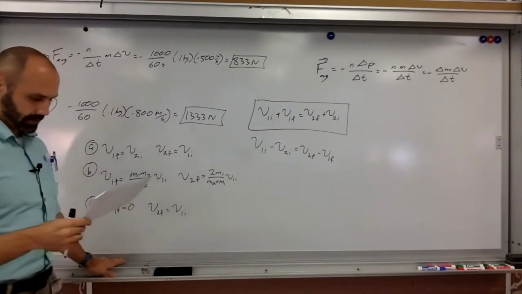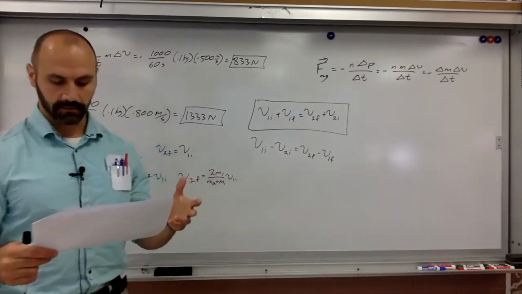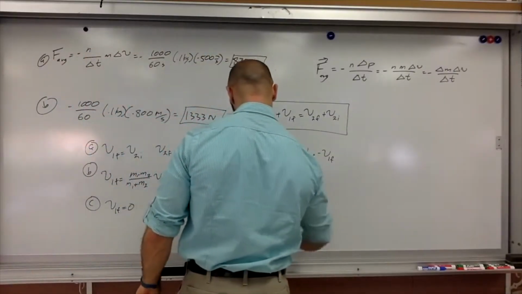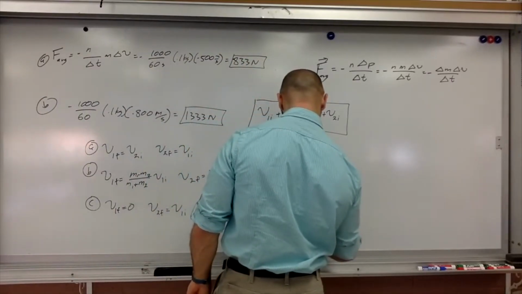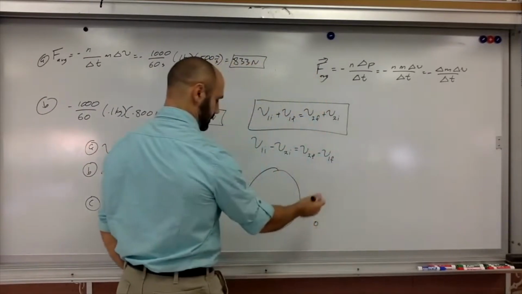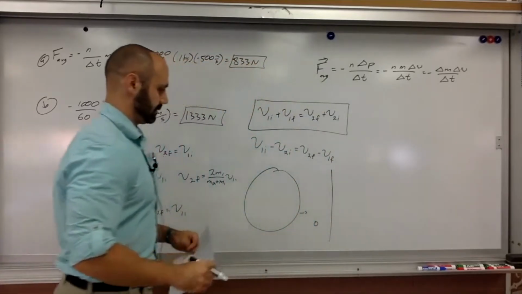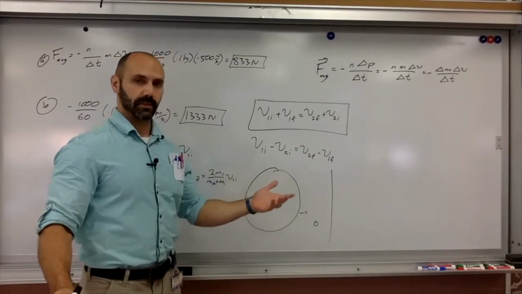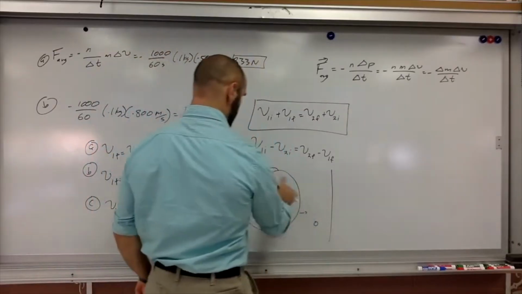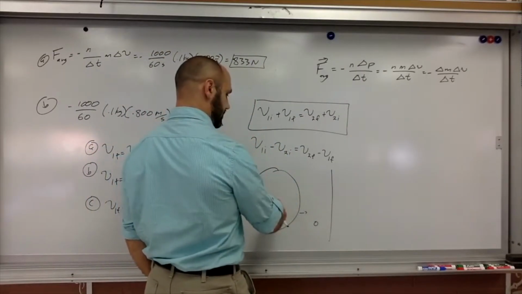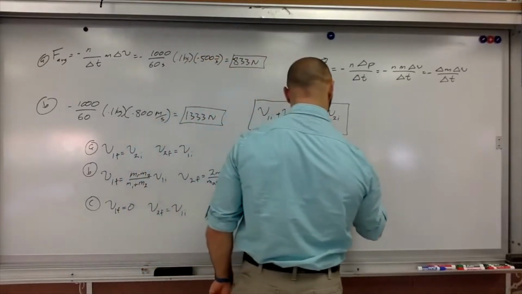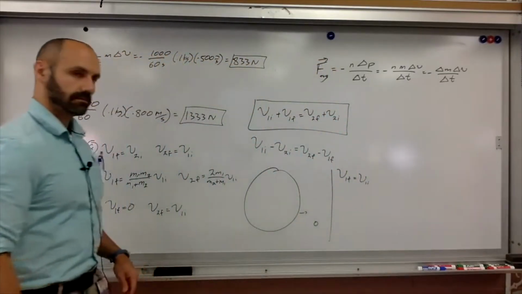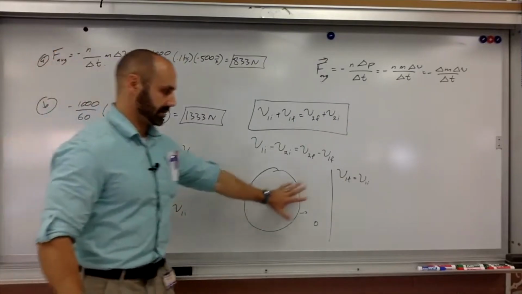D. What if M1 is much, much, much bigger than M2 and V2I is 0? Imagine we've got some gigantic object rolling along and hitting some really tiny object, like a really heavy bowling ball hitting a ping pong ball. What's going to happen in that case? This thing is so big compared to this that its velocity is hardly going to change. So V1F is equal to V1I.